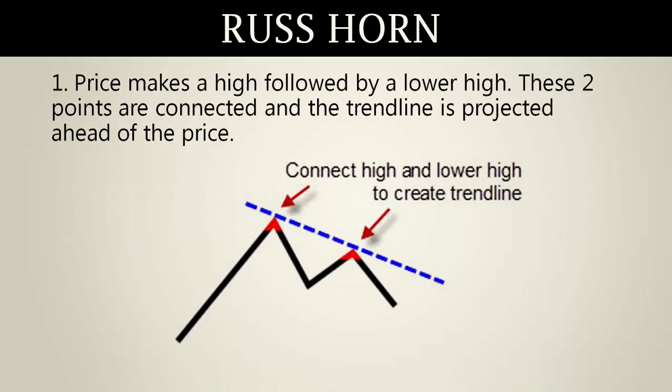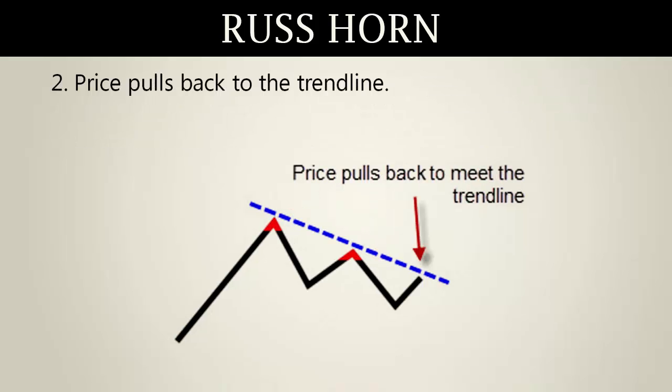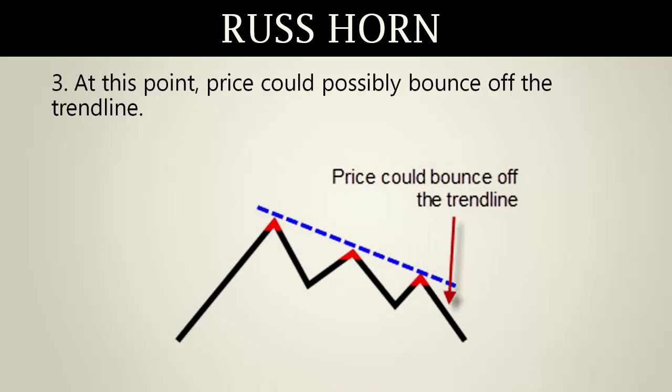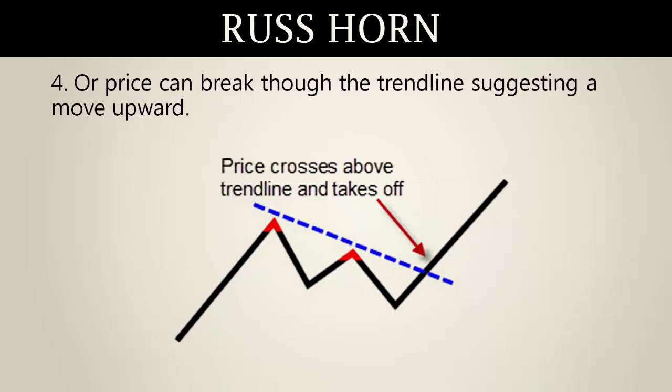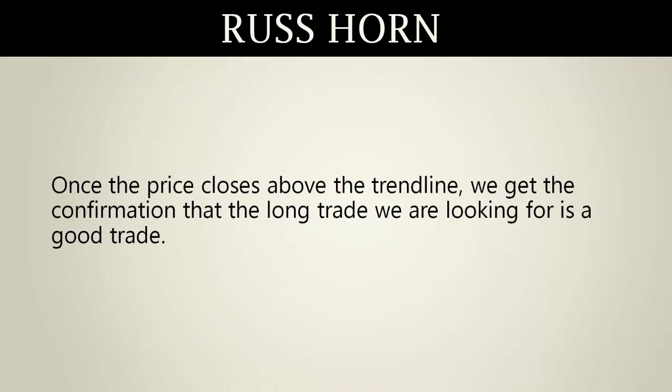Price makes a high followed by a lower high. These 2 points are connected and the trend line is projected ahead of the price. Price pulls back to the trend line. At this point, price could possibly bounce off the trend line and continue to move down. Or price can break through the trend line, suggesting a move upwards. Once the price closes above the trend line, we get the confirmation that the long trade we're looking for is a good trade.